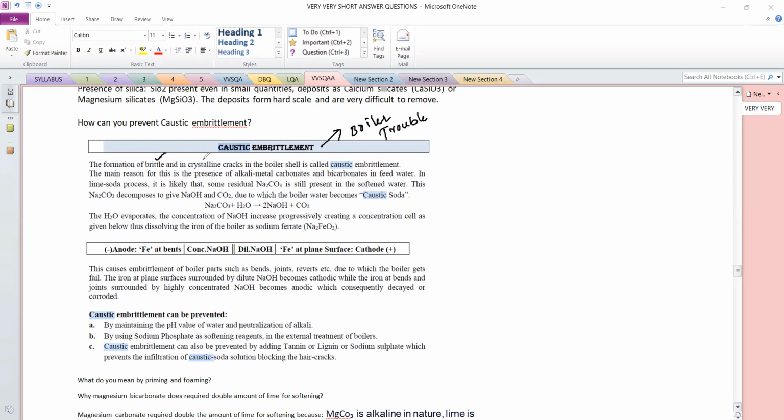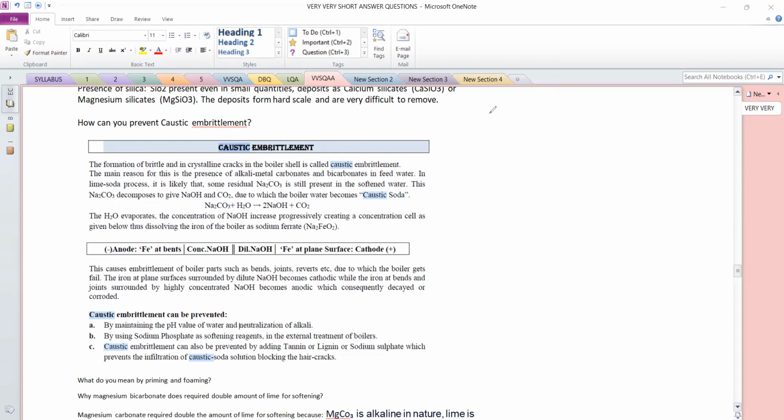The formation of brittle and intercrystalline cracks in the boiler shell. So what is a boiler? Here you can see, this is a boiler. In the boiler's shell, whatever brittle and intercrystalline cracks are forming, those cracks are called caustic embrittlement. So why is it occurring? Let us see.